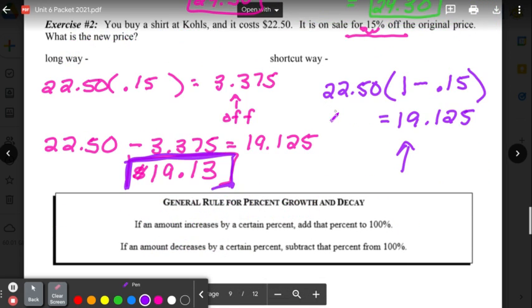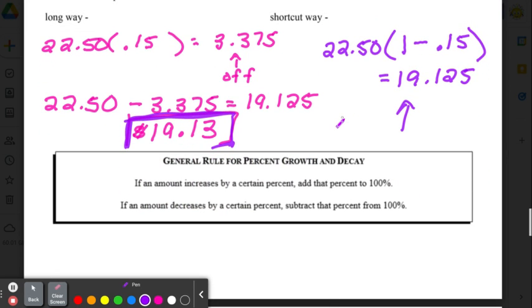Okay. So let's look at the rules. So the general rule, if your amount is increasing, add that percent to 100. So basically, it's going to be 1 plus whatever your percent is. If something is decreasing, you're going to do 1 minus whatever that percent is.